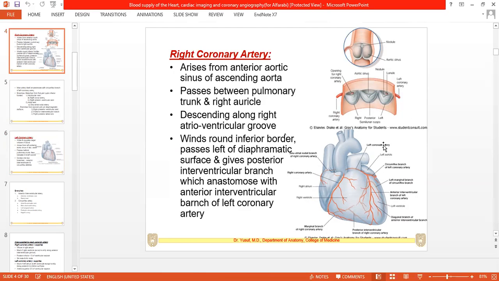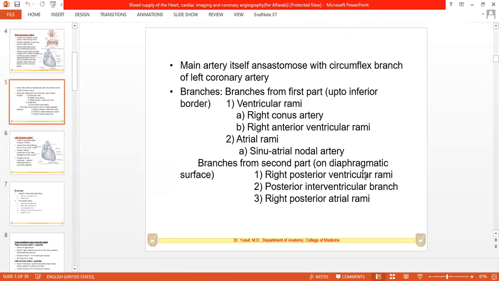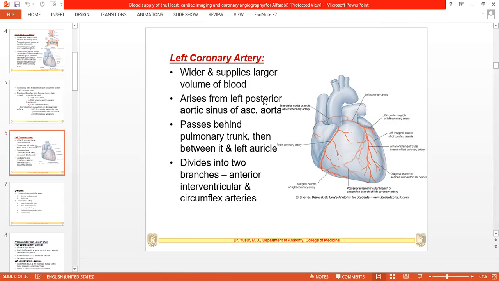This is the left coronary artery and it passes behind the pulmonary trunk. This is the pulmonary trunk, it is passing behind, it is not in the front. Okay, if you see the picture, it looks as though it is in the front, but it is actually passing behind. So that's why it is shown slightly lighter. Okay, so it is passing behind the pulmonary trunk and then between it and the left auricle. So here is the left auricle.